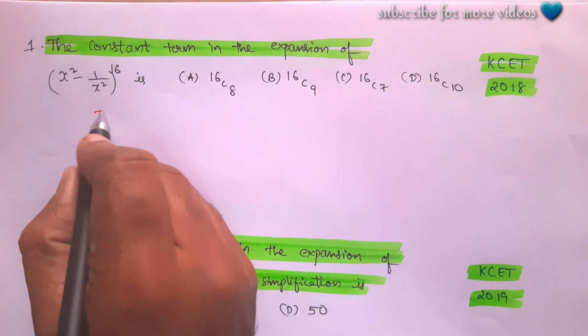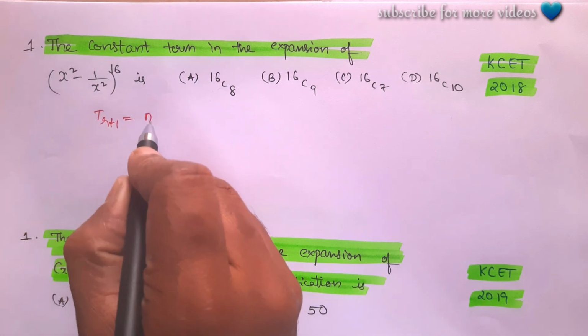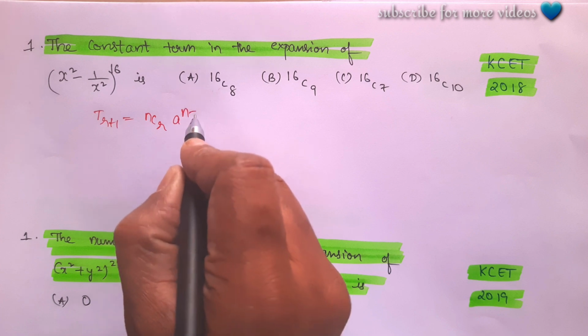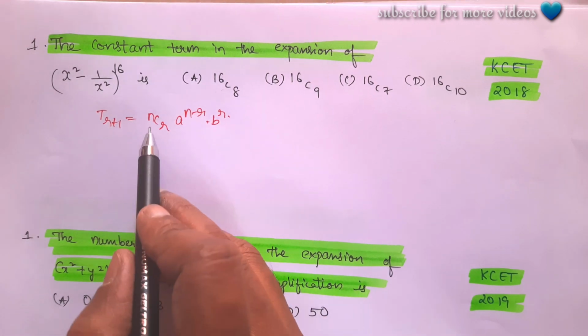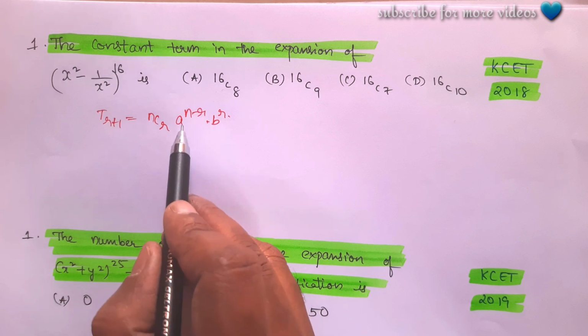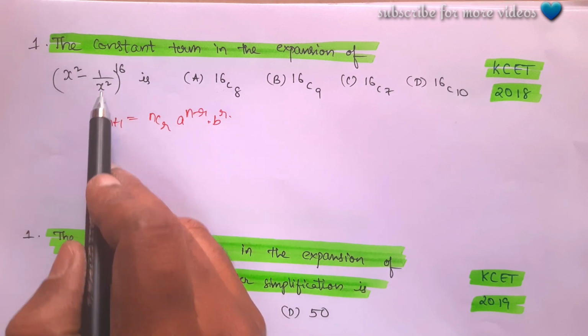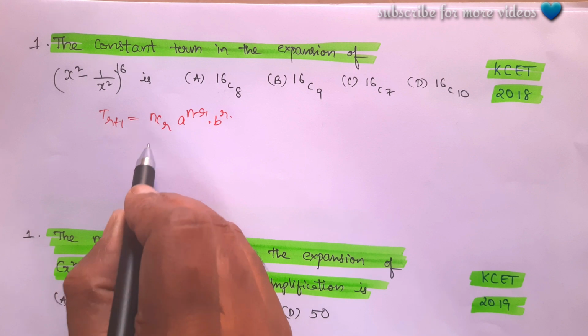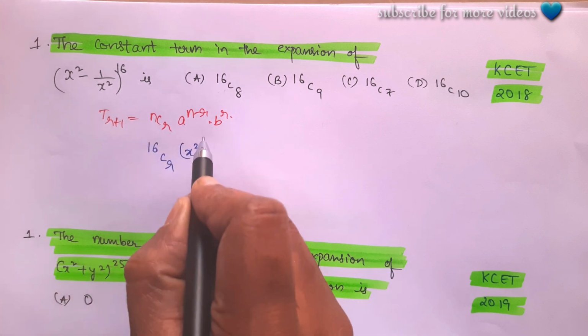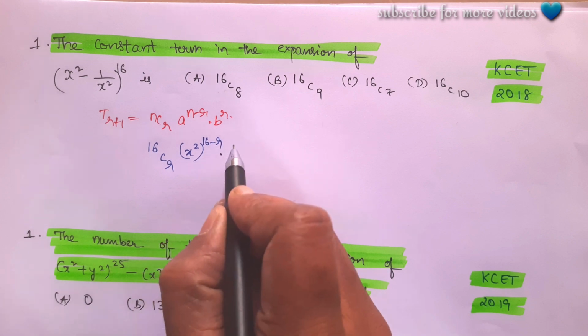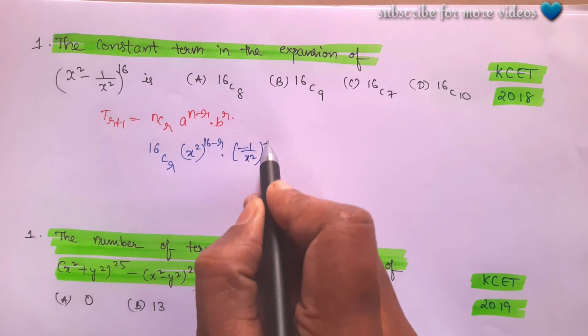We know the general term T(r plus 1) is equal to nCr a power n minus r into b power r. So similarly, we know the n value, we know the a value, we know the b value. A and b are the first term and second term. n is the total power, so that is 16Cr. A is x square, power 16 minus r, into (minus 1 by x) square, power r.